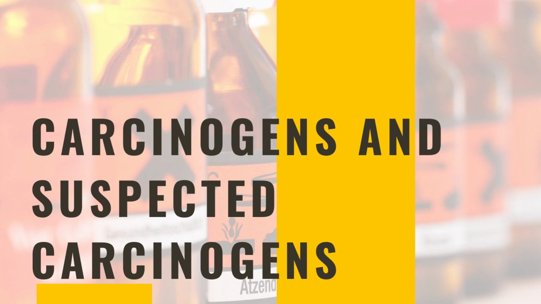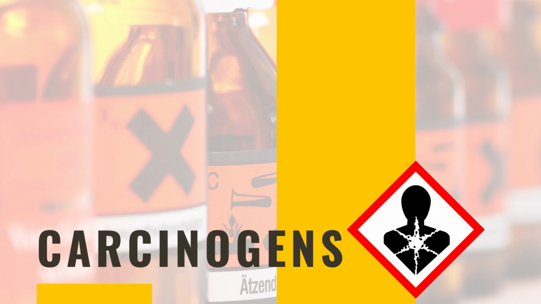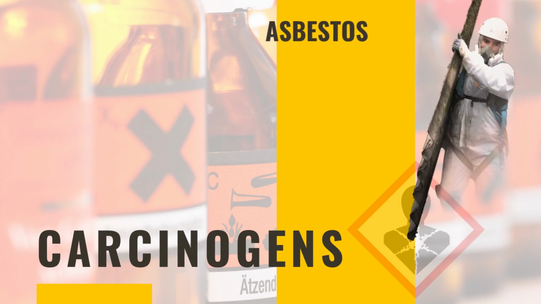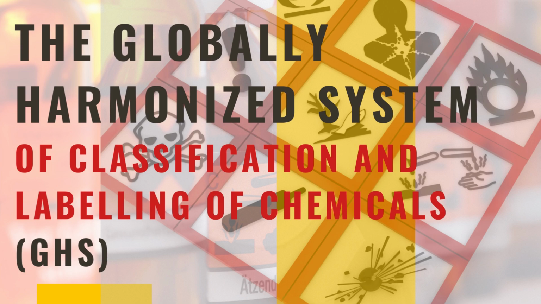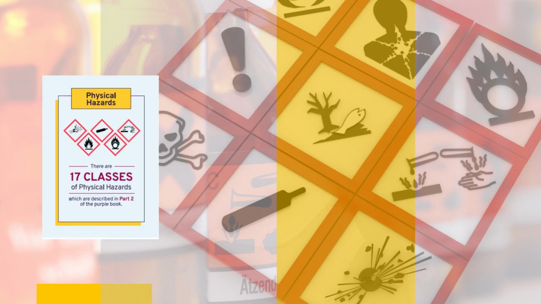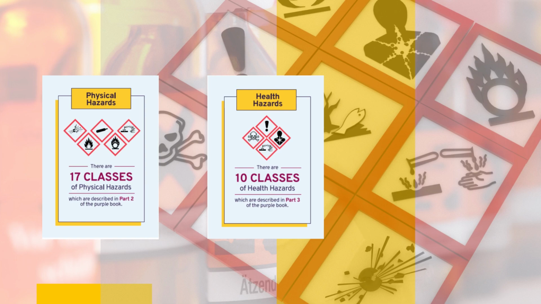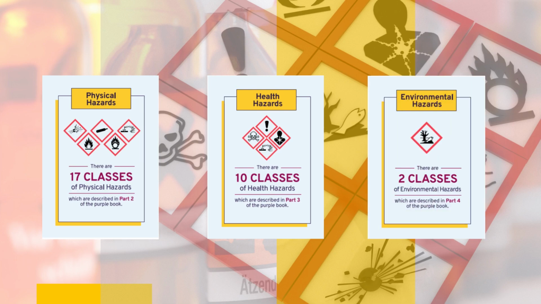Carcinogens and suspected carcinogens are substances associated with cancer risks. Asbestos, for instance, was widely used in the past and is linked to lung cancer. The GHS is a globally recognized system for categorizing and labeling hazardous chemicals, and it's organized into three main hazard groups.